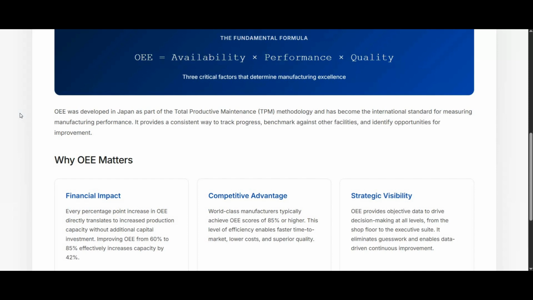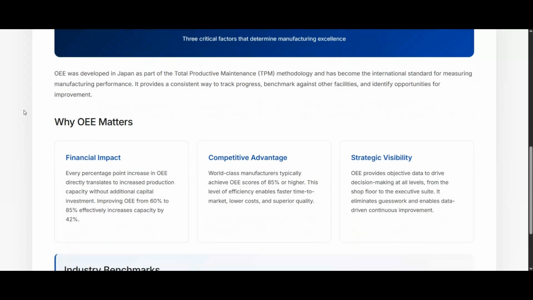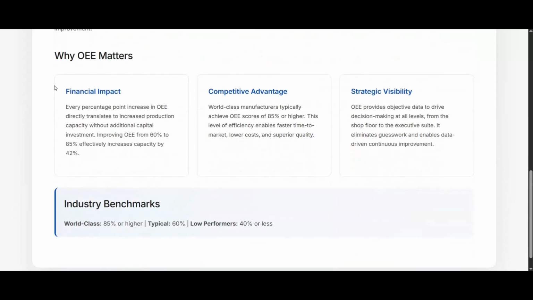And what makes it valuable is its consistency. You can compare OEE across different machines, lines, or even entire factories and see where things are performing well or where you're losing efficiency. Okay, now let's talk about why OEE matters so much in practice.